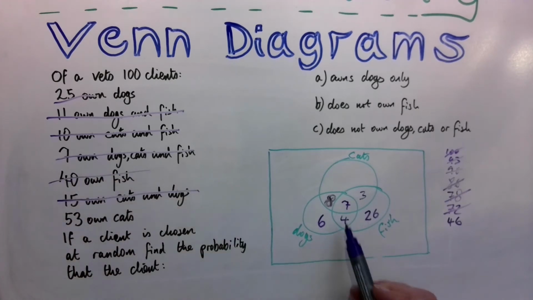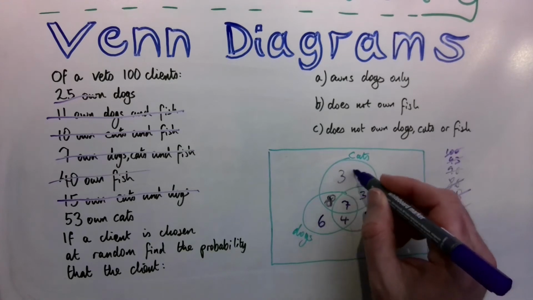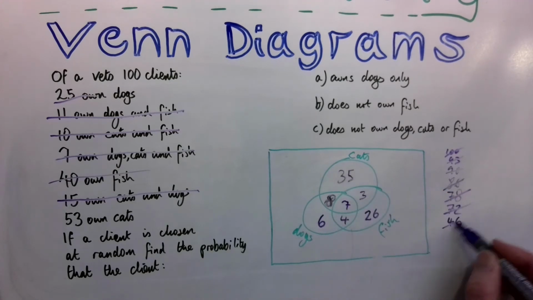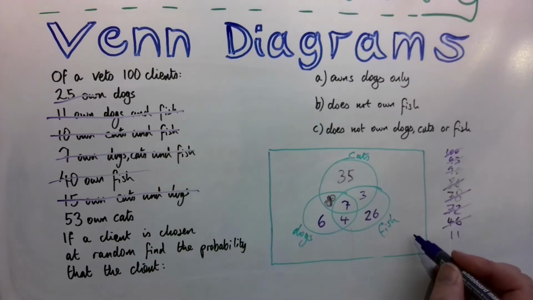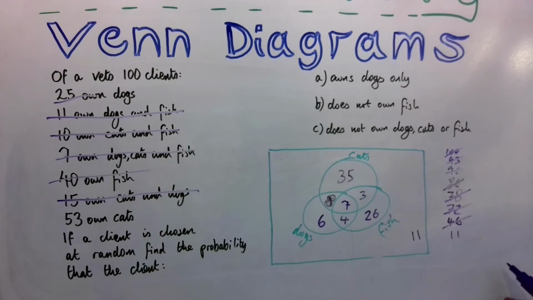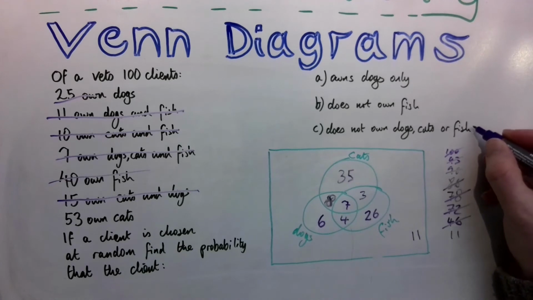53 own cats, lots and lots of cat owners. I think there's probably more dogs, I'm sure there would be really. 15, 18. 18 away from 53 is 35. So we need to take another 35 off there, which leaves us with 11 who doesn't own dogs, cats or fish. Oh, so we can put that one in here.